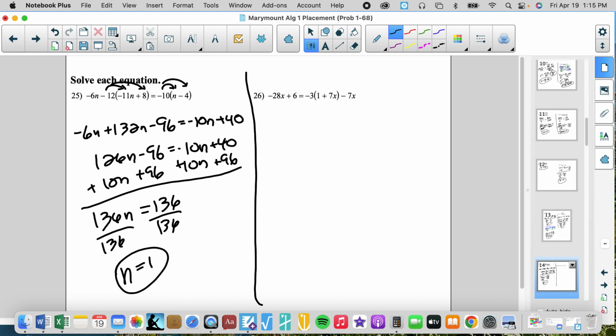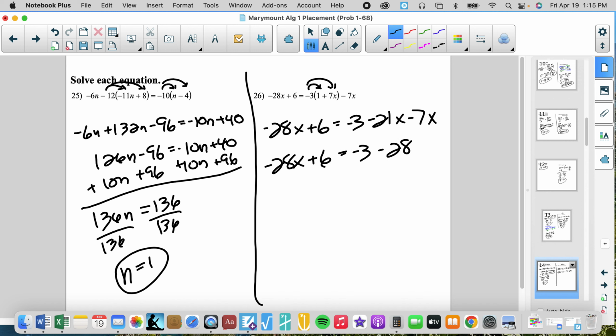If I still couldn't find it, I would plug it back in and check and make sure that it made a true equation. Negative 28x plus 6 equals negative 3 minus 21x minus 7x. Negative 28x plus 6. We're always going to simplify sides. Minus 3 minus 28x.